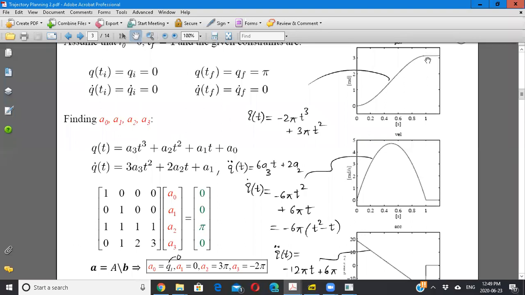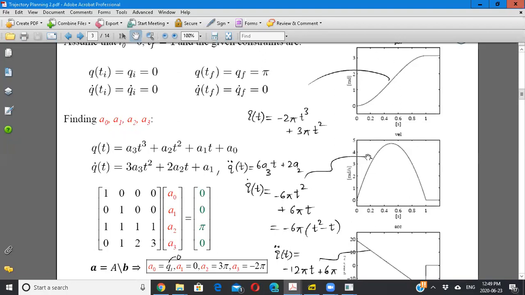Okay, let's say someone asks where you should be at t is equal to 1. At t is equal to 1, we know that at final time we should be at pi. So just confirm it. -2 pi into 1 will be -2 pi, plus 3 pi into 1 will be plus 3 pi. -2 pi plus 3 pi is pi radians. So this is correct.